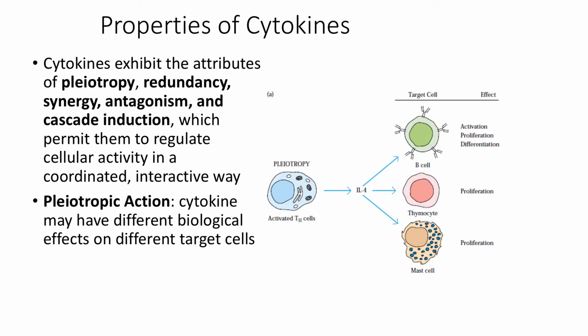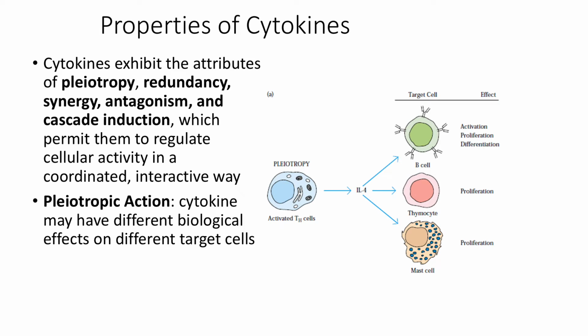now let us see what are certain properties of cytokines. The main attributes exhibited by cytokines are pleiotropism, redundancy, synergism, antagonism, and cascade induction, which permits them to regulate cellular activity in a coordinated, interactive way. So let us see all these properties one by one, what they actually mean.